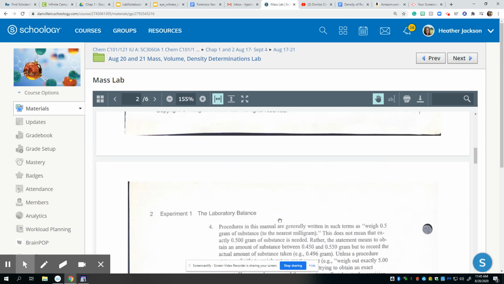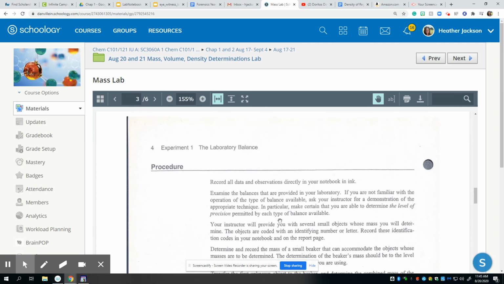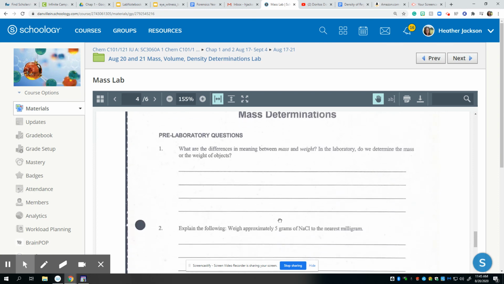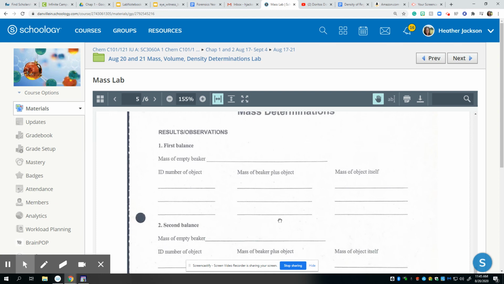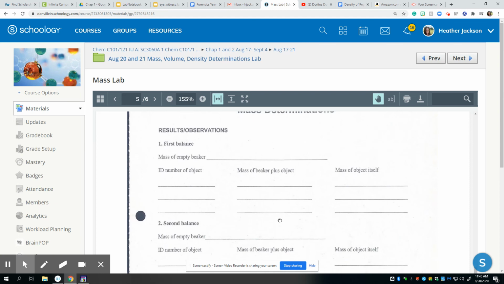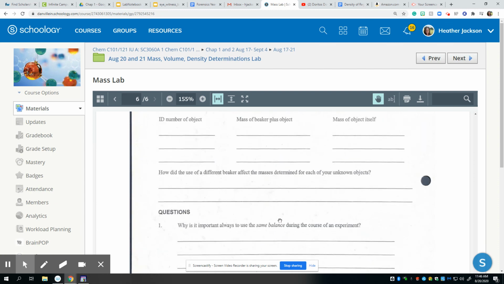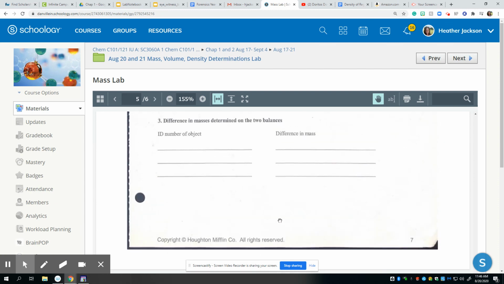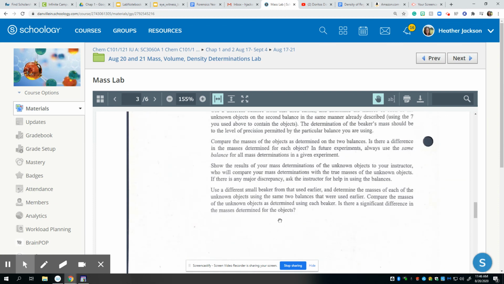So you need to read through this. You need to write out what your purpose is. You need to answer your pre-lab questions, all in your lab notebook. And then you need to make any tables that you think you will want for tomorrow. And these are going to be questions that you're going to do at the end. Do you guys have questions on what we're doing for the rest of today? Okay.